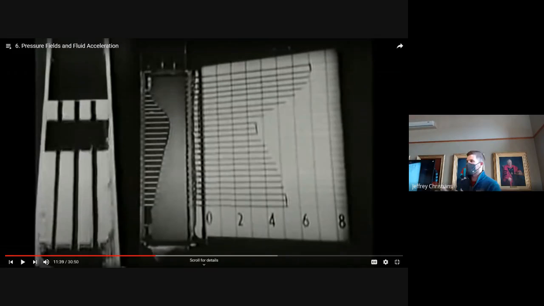Whereas in this case, when your channel is more gradual, you're not going to get the same wake behind it, because the fluid's going to come up here and be able to stay on this surface for longer. There will probably still be some wake, but it's not going to be as bad. So we lose less energy to friction. We have less head loss.